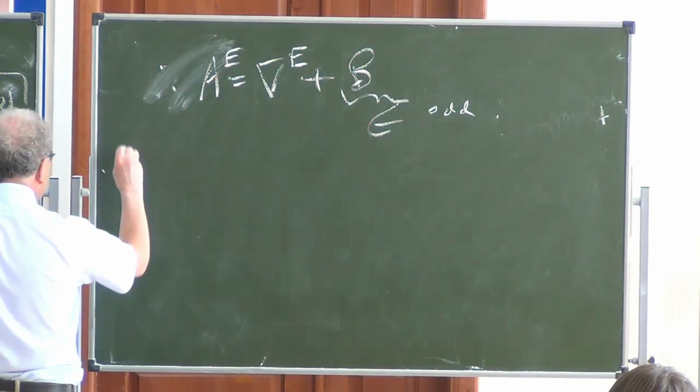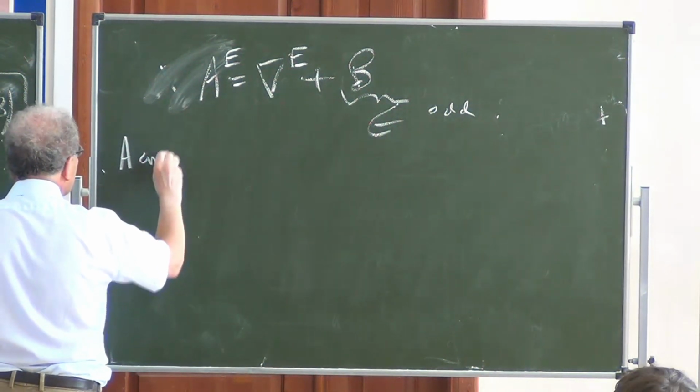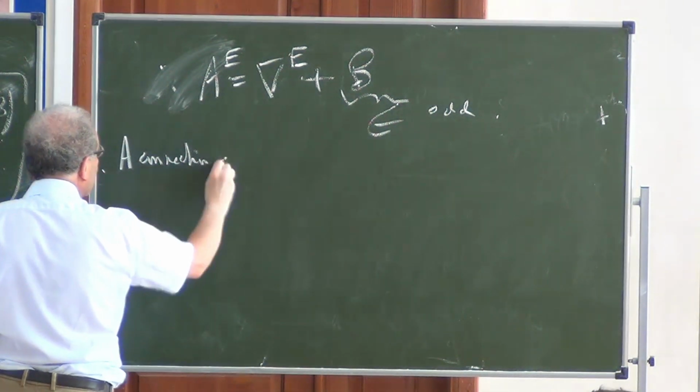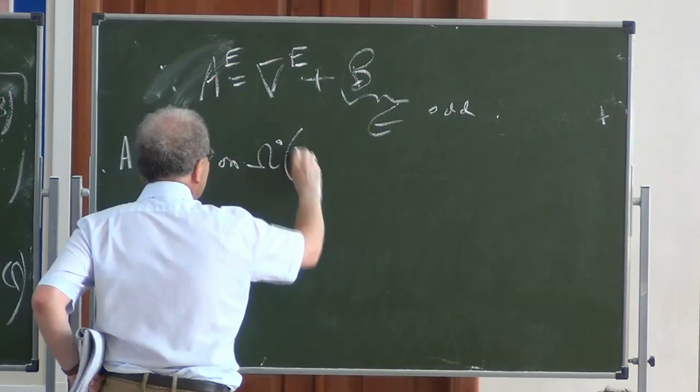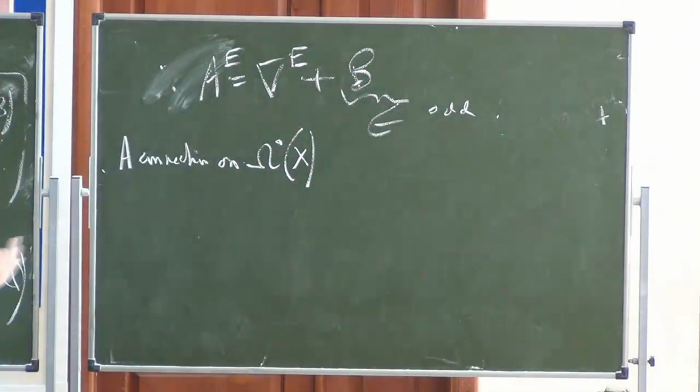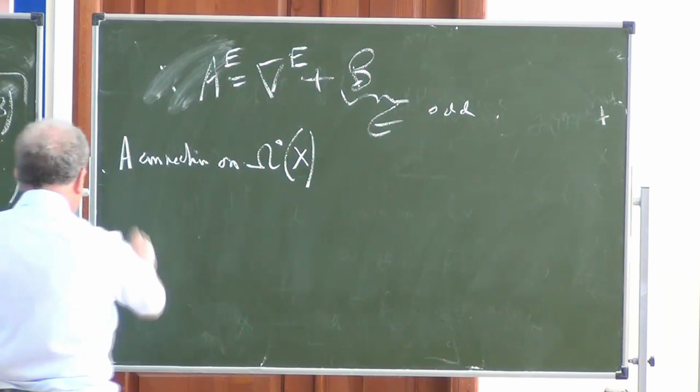So first of all, a connection. We're going to construct a connection on Omega X, the relative de Rham complex. A connection is viewed as a vector bundle on the base. So, definition.